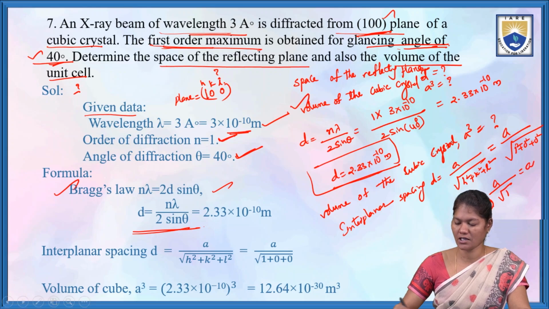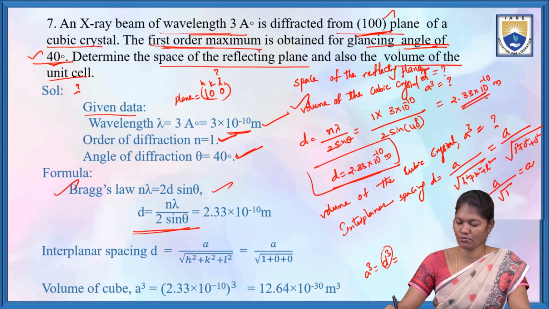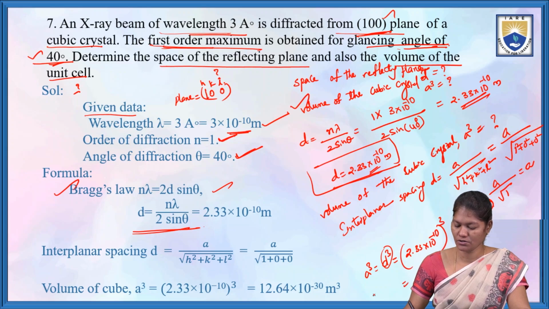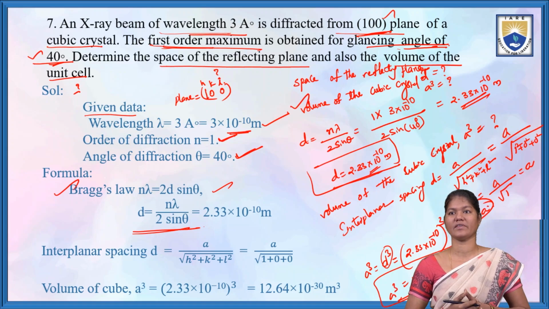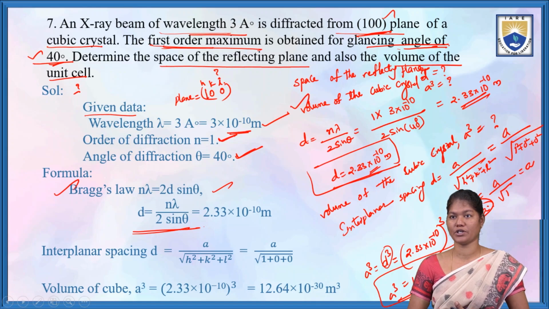In that sense, a cube is equal to d cube. So d is the value 2.33 into 10 power minus 10 meters, cubed. So we will get 12.64 into 10 power minus 30 meter cube. This is the volume of the cubic crystal: a cube is equal to 12.64 into 10 power minus 30 meter cube.